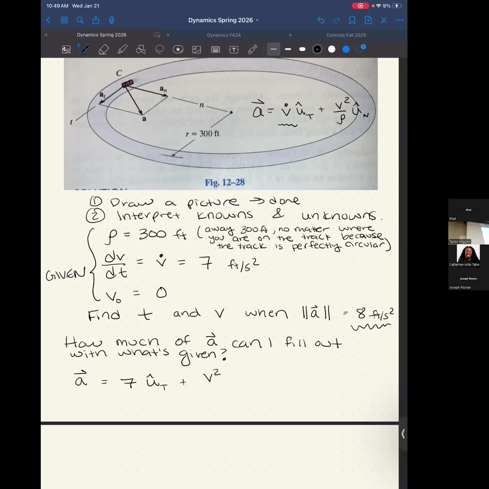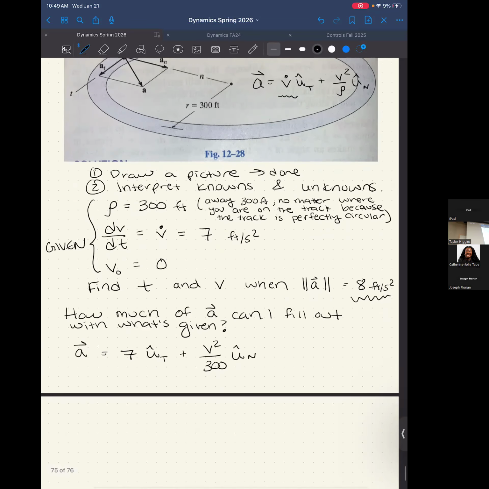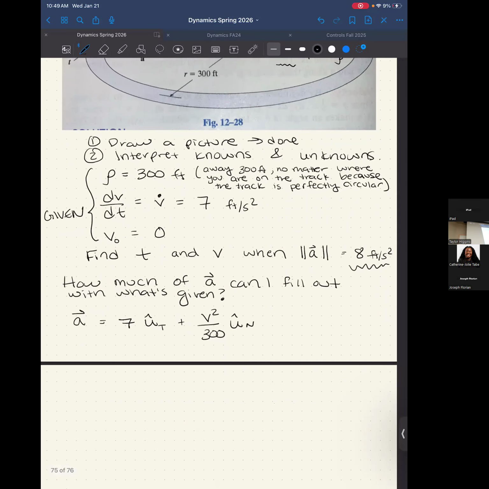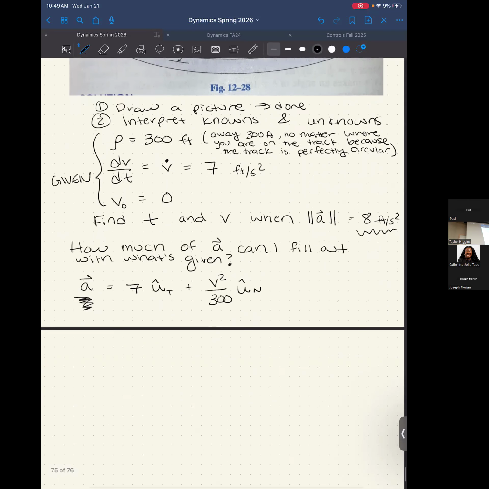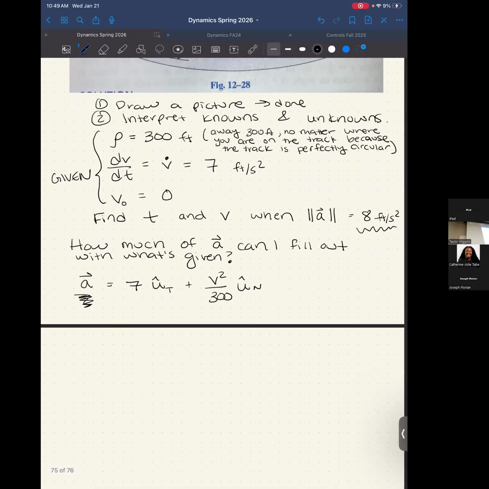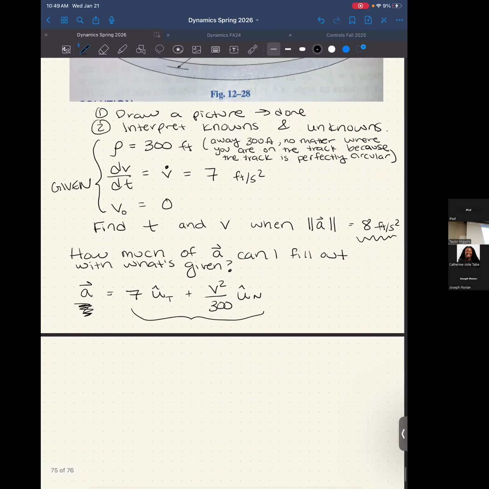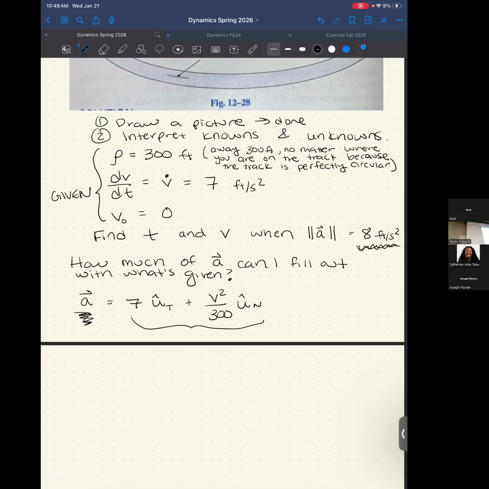It's asking me for speed, right? So I definitely don't have V, but I do have rho. Okay, so I'm missing one thing, and I don't know what the acceleration vector is at the time it's asking me about, but I do know the magnitude of that vector. So what I can do is take the magnitude of this expression as I have it and set it equal to 8, which was given to me in the problem.